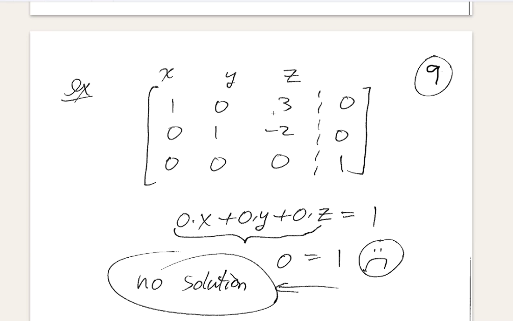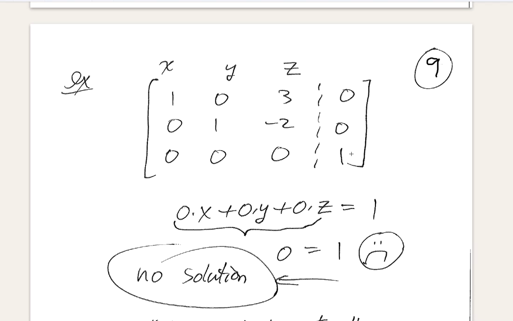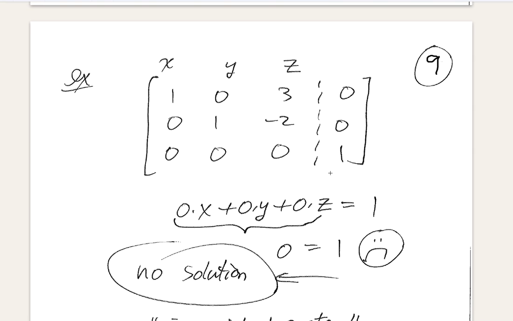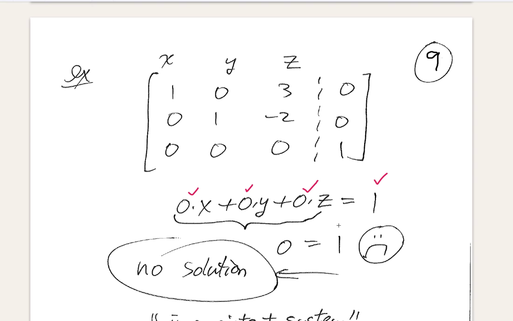I've got 1, 0, 3, 0, 0, 1, -2, 0, 0, 0, 0, 1. All right, now let's look at the last column. This is in row-reduced echelon form here, but let's look at the last row. I'm sorry, I messed it up. The last column is just the column of constants. The last row would be saying 0x plus 0y plus 0z is equal to what? The constant 1. But you know 0x plus 0y plus 0z is always 0, so this would be saying 0 is equal to 1. That's a contradiction, right? 0 is not equal to 1.